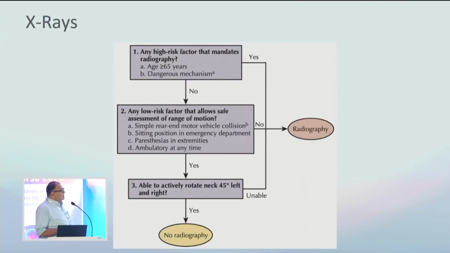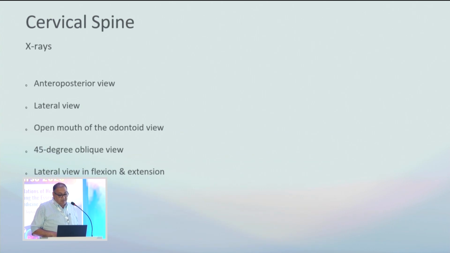Then there is the Canadian C-spine rule. If there is any high risk factor, like dangerous mechanism or age more than 65, get an X-ray done. Or any low risk factor which allows for it; if yes, then able to actively rotate, and there is no need for an X-ray. It is there on the net. It is called the Canadian C-spine rule. Always follow it. And my last slide.